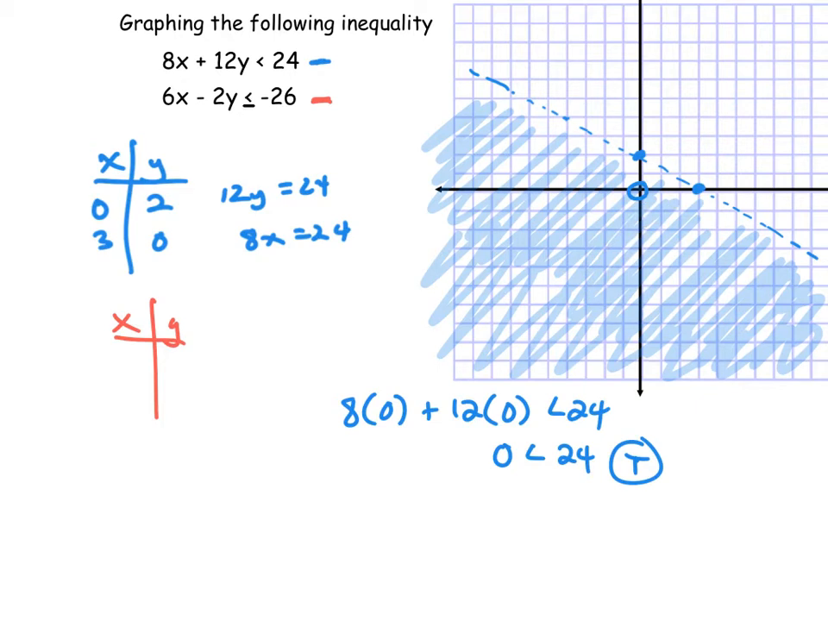Okay, let's slide back over to the second equation. And so if x is 0, that means I get -2y equals -26. So that's going to be 13. And then if y is 0, we get 6x equals -26. And let's see, we can divide by 6. We get x equals -26 over 6, which is -13 over 3, which is -4 1/3.